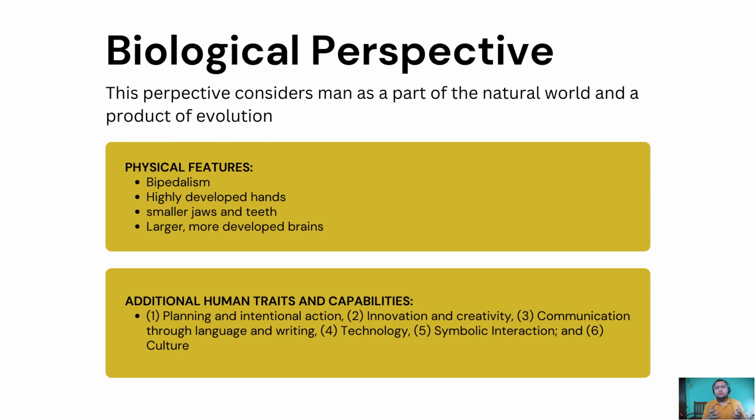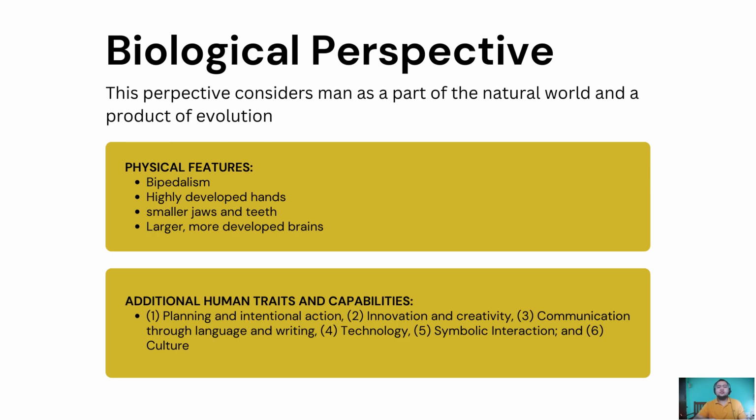So it views humans as a close relative to primates such as apes. But humans have developed distinct physical features such as bipedalism, highly developed hands, smaller jaws and teeth, and larger, more developed brains. These traits have contributed to the successful development of the human species as the most widespread and most dominant species on the planet at present.